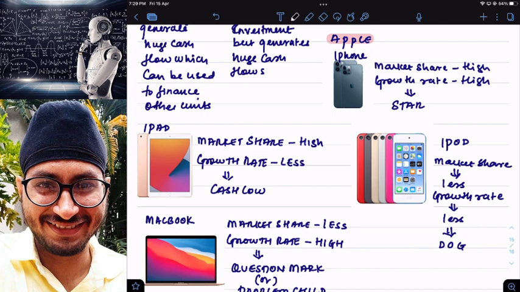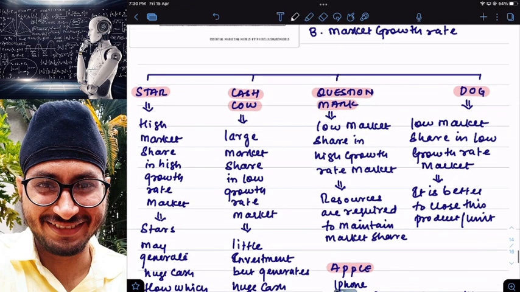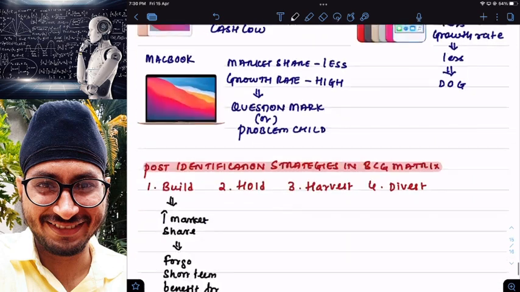Who will help me to increase the market share? Who will give me more profits in future? Star, cash cow, dog, or question mark? Now also it is giving me profits. In future also it is going to give me profits. Obviously star. So can I say, star ko what should I do? Build. Next.